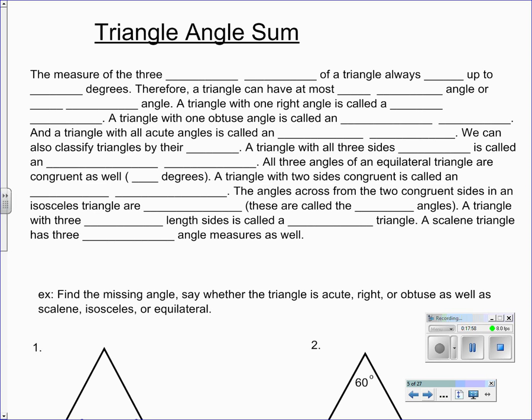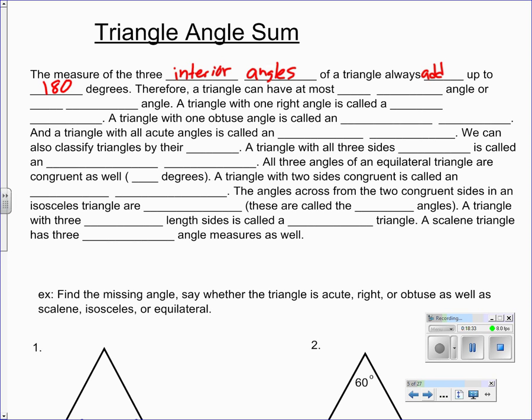This is the last piece of the notes for today. It's the triangle angle sum. Hopefully this is something you've seen before. If we take the measure of the three interior angles, the angles inside of a triangle, the measures of those angles always add up to 180 degrees.